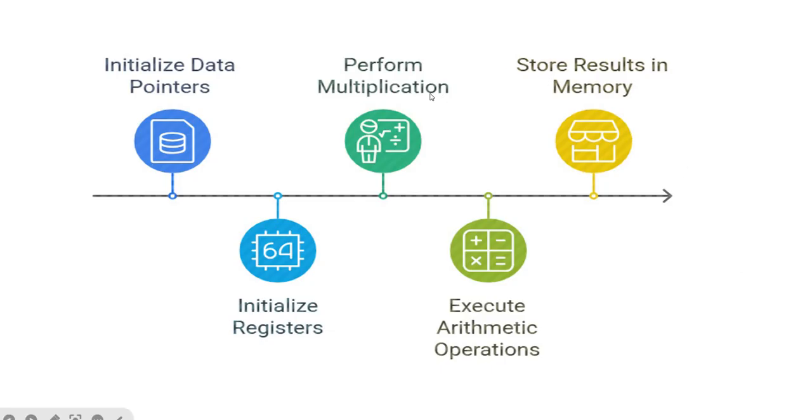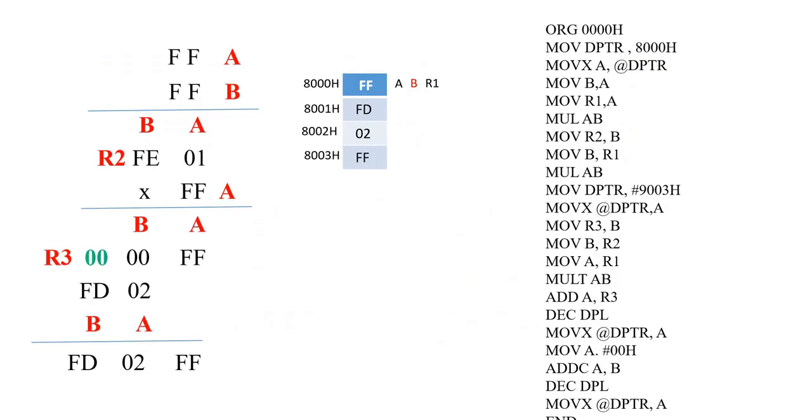So what we are doing here, we are initializing the data pointers and the registers in order to perform the multiplication of the stored value in the memory, followed by a series of arithmetic operations. Then the results are stored in the memory at a specified address.